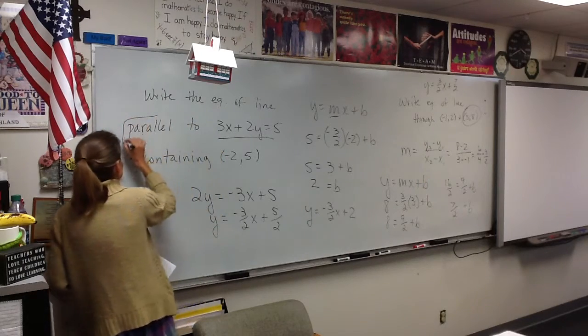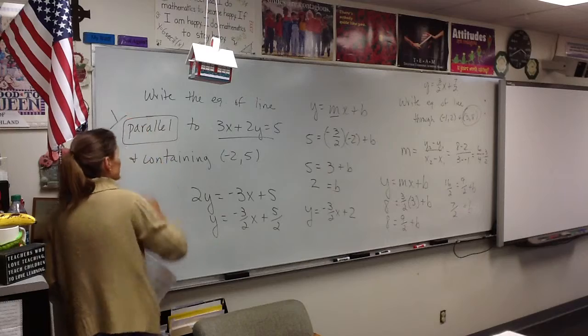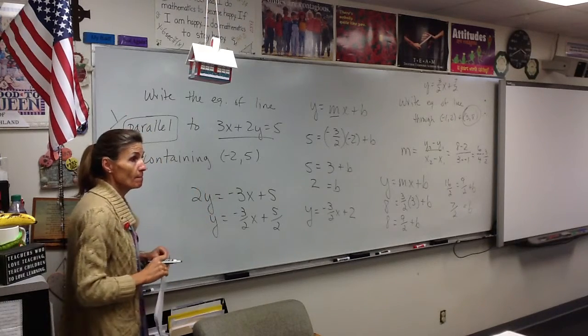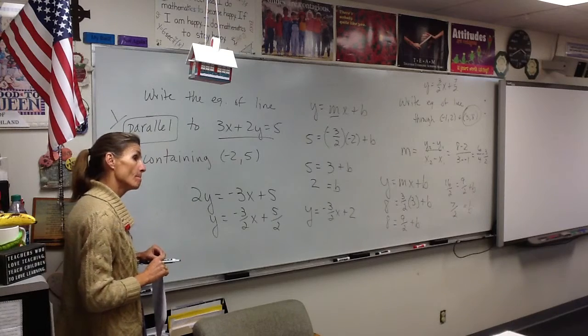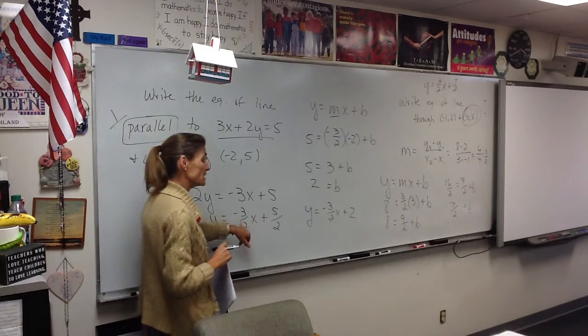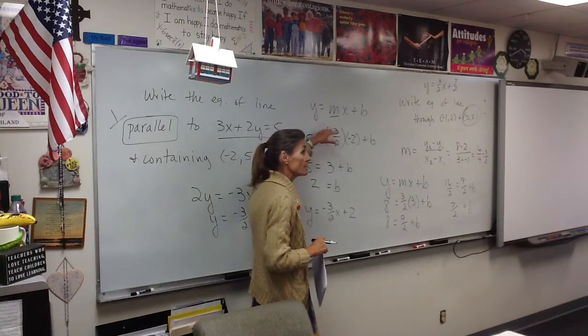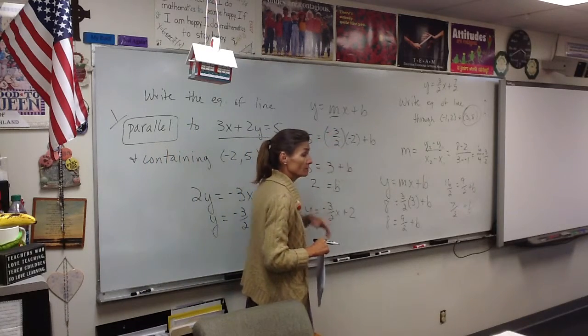What if we changed this word to perpendicular? What would change? Only one thing. The slope would be the negative reciprocal. So instead of using -3 halves as my slope, I would use positive 2/3.